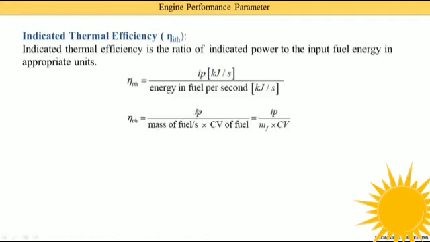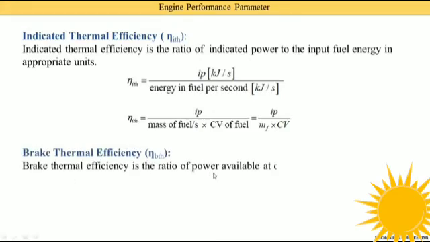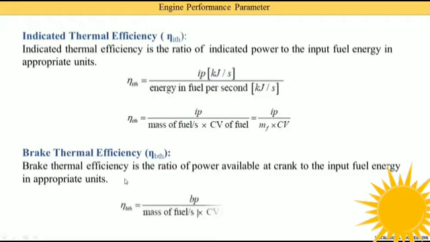Then we can write the next equation: indicated power divided by mass of fuel per second into CV, that is calorific value of the fuel, which is equal to indicated power divided by MF into CV. Next definition is brake thermal efficiency. Brake thermal efficiency is the ratio of power available at crank to the input fuel energy, BP upon mass of fuel per second into CV of the fuel.